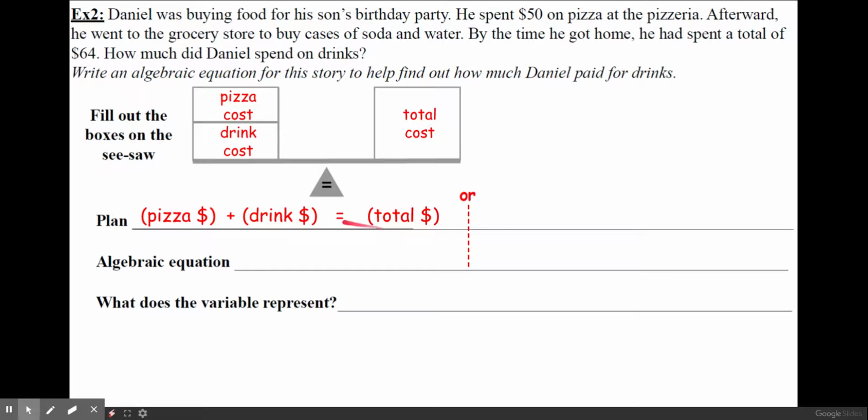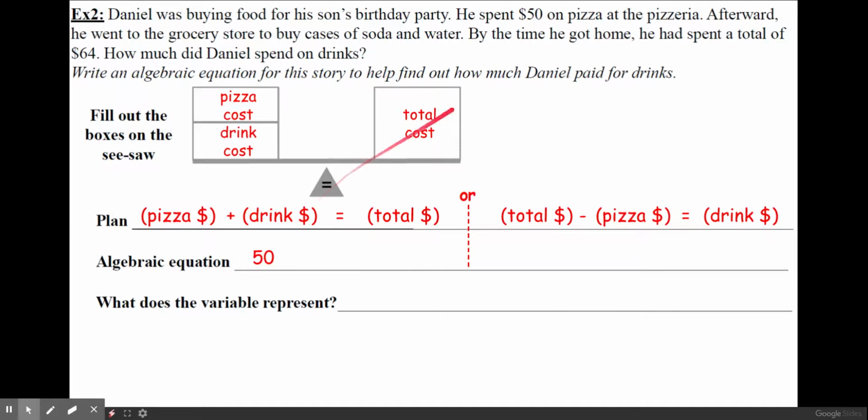How else can we solve this? Well, we could say that the total cost minus the pizza cost is going to equal the drink cost. So let's say you were trying to figure this out and you're thinking, how do I do this? Well, if you take away the pizza cost, it'll get you the drink cost. Anyhow, let's turn this into an algebraic equation. Pizza cost, do we know how much the pizza cost? It says he spent $50 on pizza. So yes, replace pizza cost with 50.